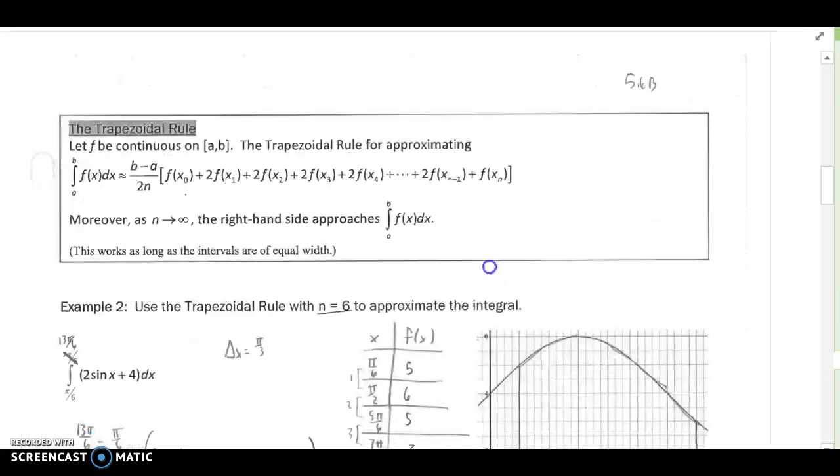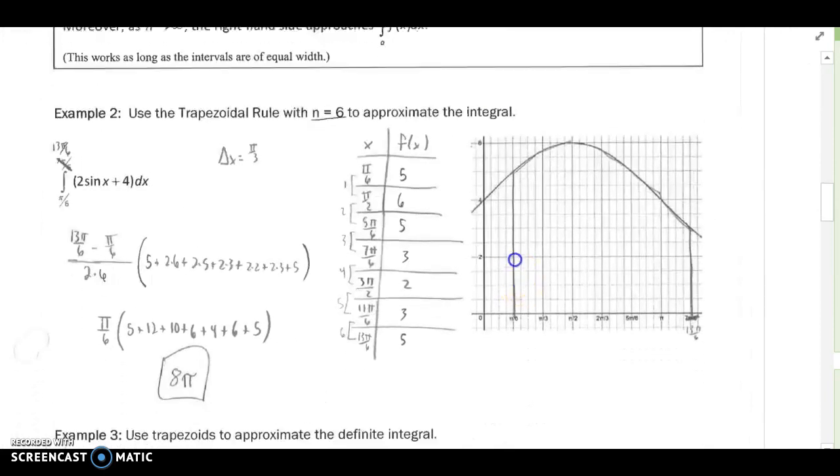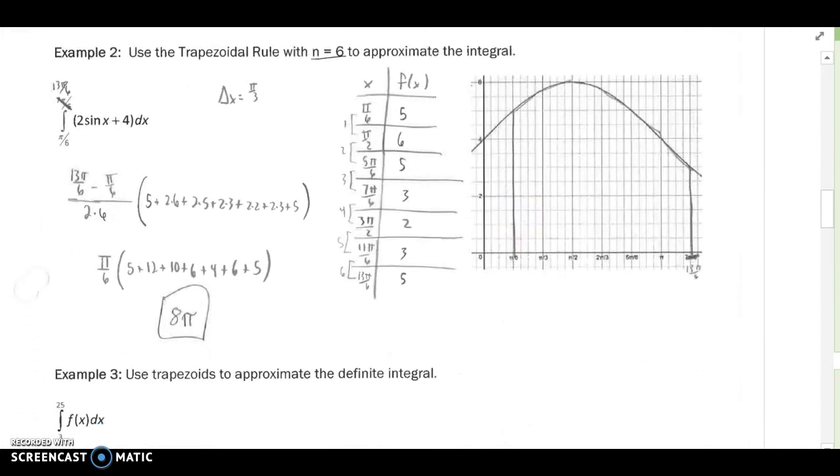So at this point, I'd recommend stopping your video and try to do this next example. I have my work all laid out right here. This time the f of x values came out nicer, so I didn't store them on the calculator with different letters, but I plugged all these different values into the function.